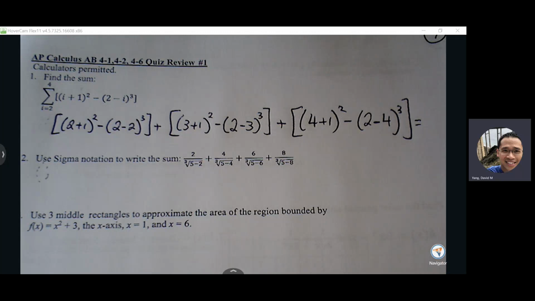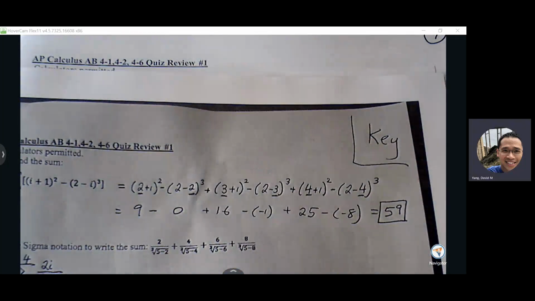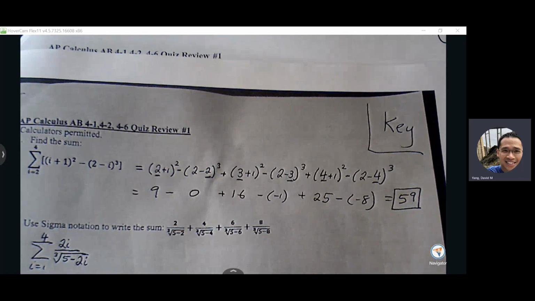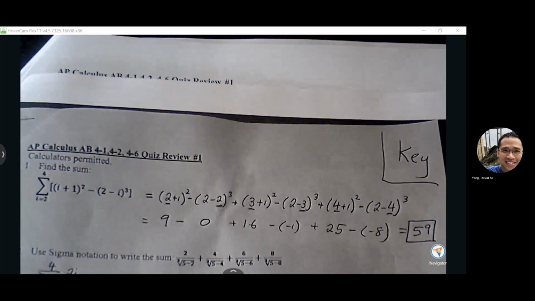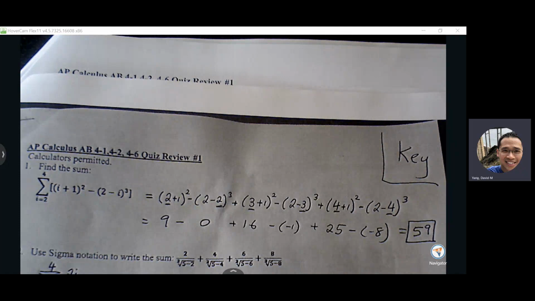Use our calculator, and we just total those values up, and that gives us 59. And I have the keys attached in your packet. So that should be easy, right? You're just inserting numbers in, and on the quiz there'll only be a few terms, so you should not have to go through a whole lot of hassle to try to get down to their sum.